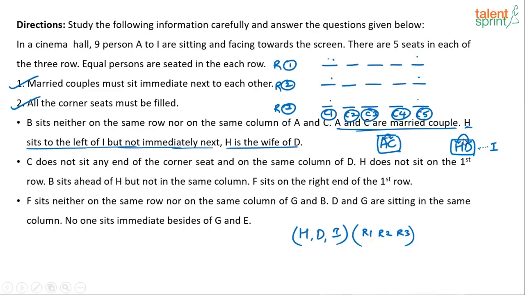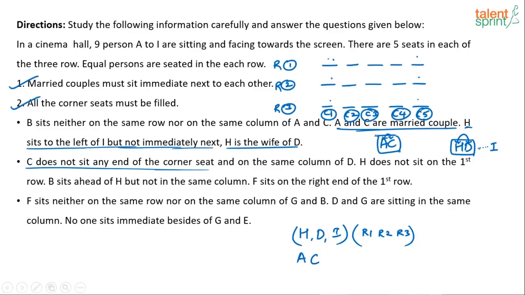Right? Next. C does not sit on any end of the corner seat. So basically C does not sit in the corner. Now try and understand. It's very clear. We had a confusion earlier, right? Is it AC or CA? It's very clear that it's going to be AC. In whichever row they come, it is going to be A and then C. Because C does not sit in the corner seat. Are you able to follow?